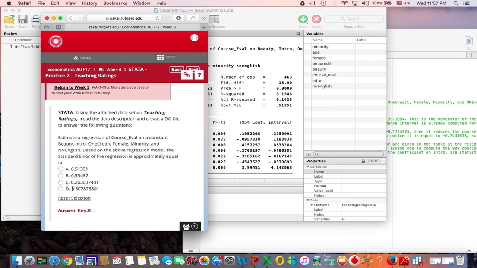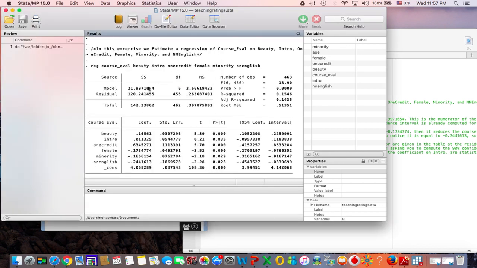The next question, number 7, this one is based on the regression model. The standard error of the regression is approximately equal to. This one is a more challenging question because the standard error of the regression is not directly in the output, you need to compute it. The standard error of the regression uses the sum of the squared residual, which is this one, divided by the sample size adjusted for degrees of freedom, and then you take the square root of all of that.